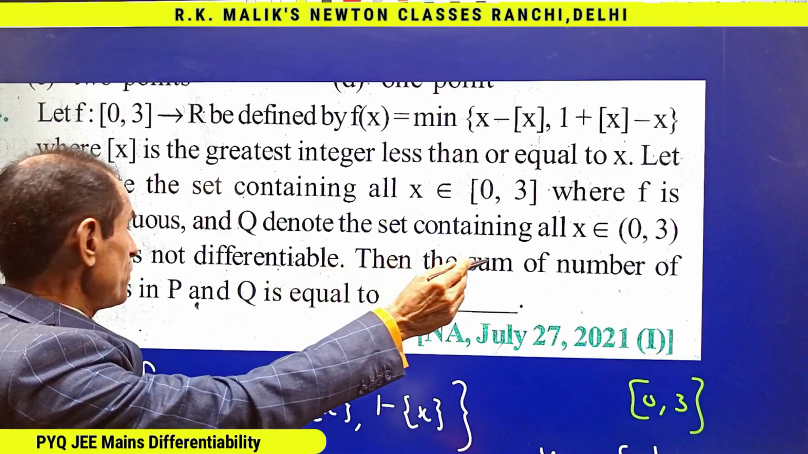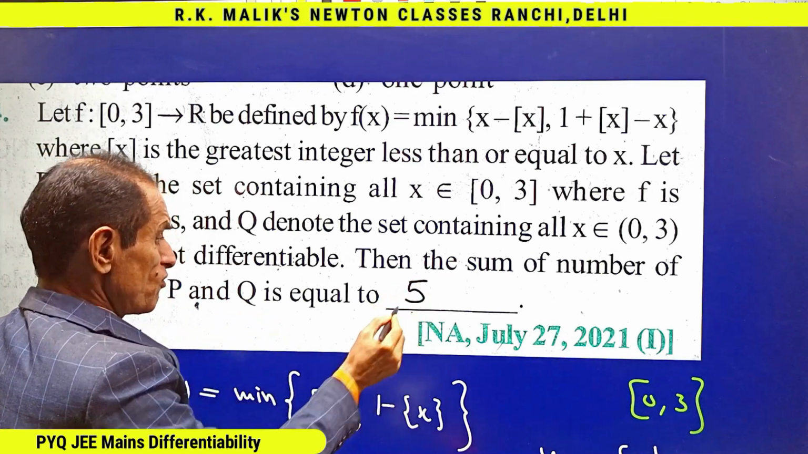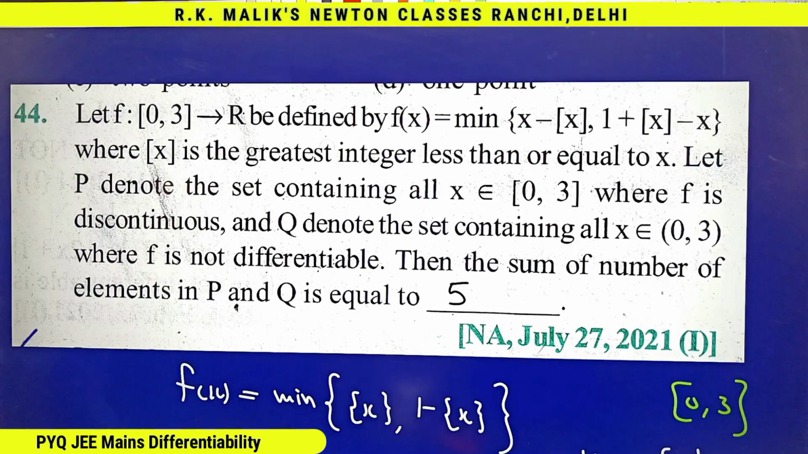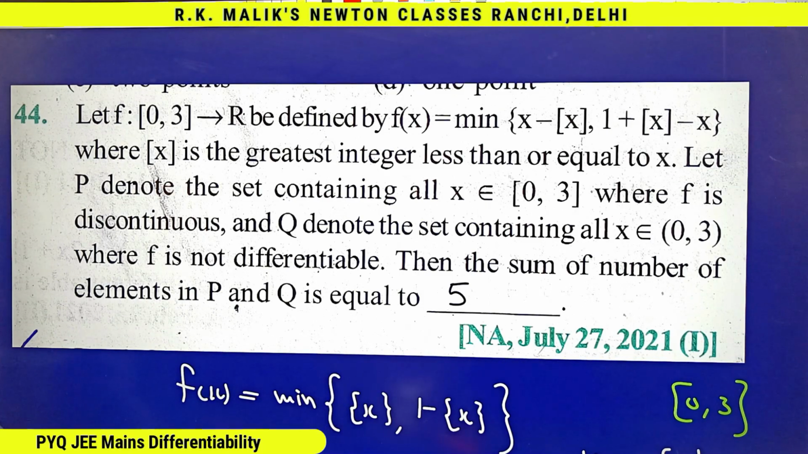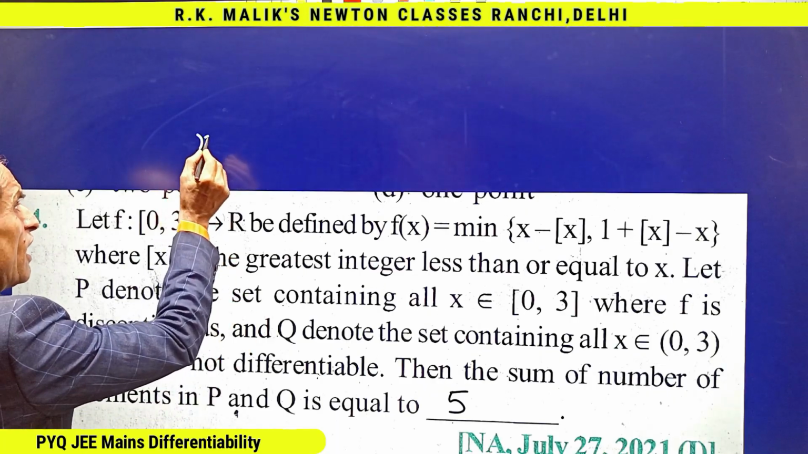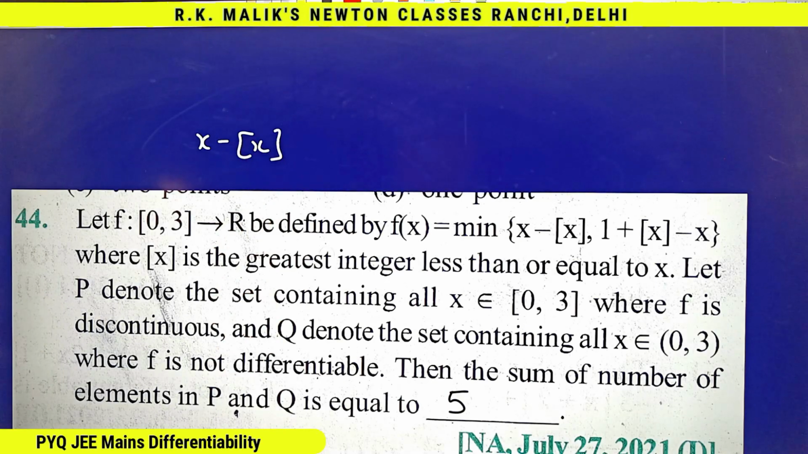Hence, the sum of the number of elements in P and Q is equal to 5, because P is the empty set and Q has 5 elements. Agreed, I could do this question purely mathematically also, but I found that the graphical way is simpler, hence I have done this question graphically. Had I been doing this question mathematically, I would use the concept that x minus [x] is a periodic function with period 1. By using periodicity, the length of the solution will become less.